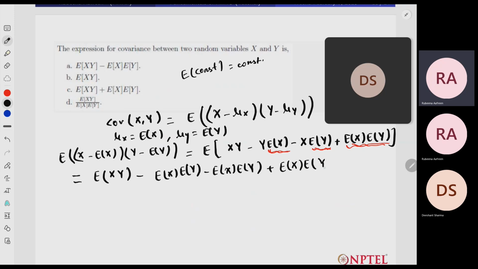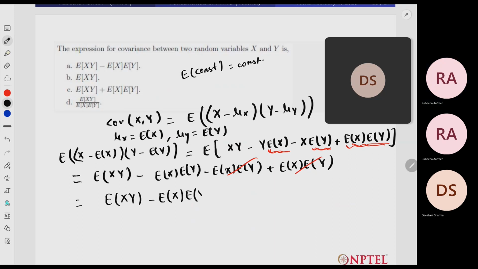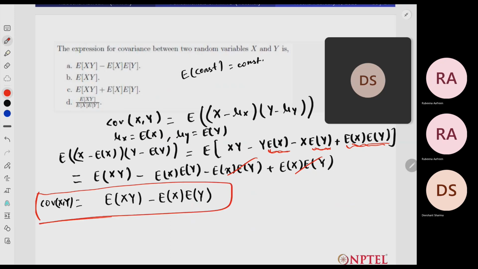Now you can see here that this term and this term get cancelled out. So what we have is expectation of xy minus expectation of x into expectation of y. This is the covariance of xy. I hope that is clear. So which option is correct? A.